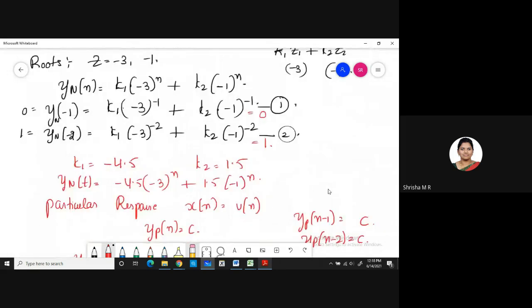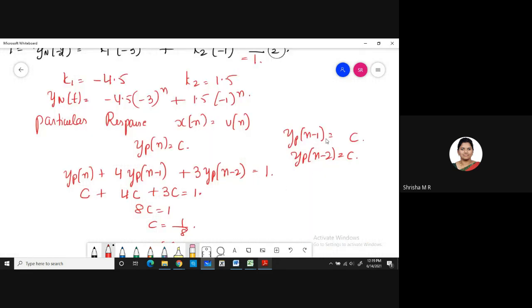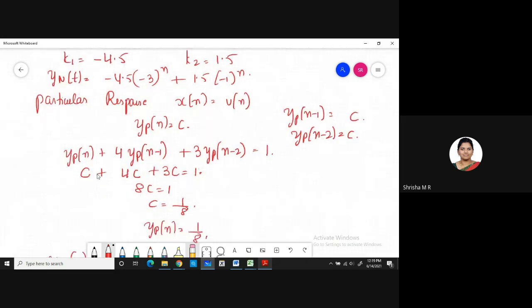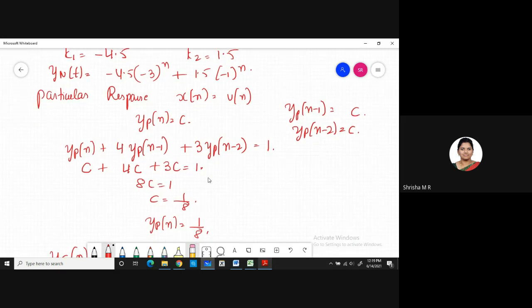After finding the natural response, you have to find the particular response depending on the input signal. If your input signal is a constant, the particular response will also be a constant, C. So yp of n is C, yp of n minus 1 is also C only, and yp of n minus 2 is also C only. Now write that particular response in the difference equation. You get 4C plus 4C plus 3C is equal to 1. So find out C. That is your particular response.